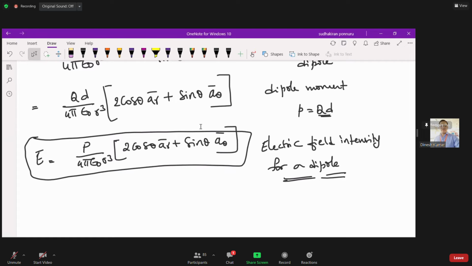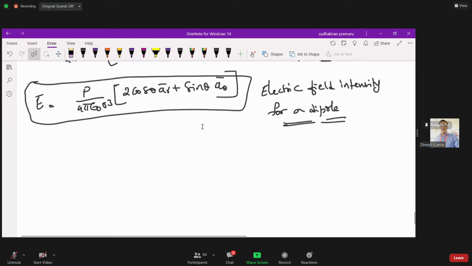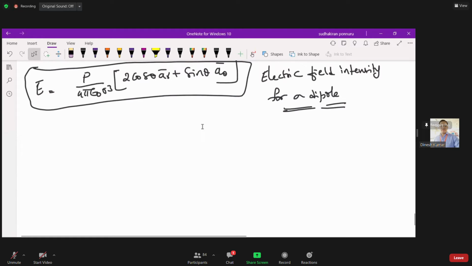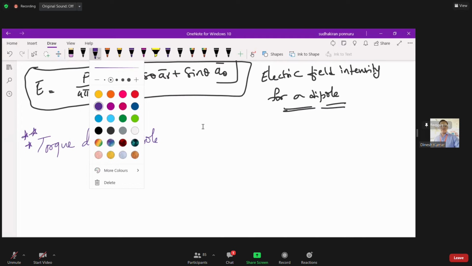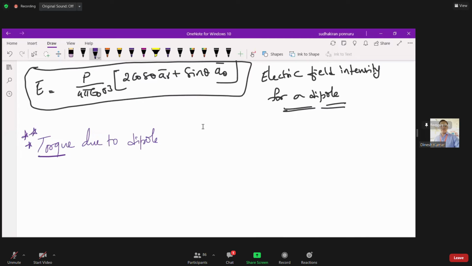And we are going into the last and final topic of this year, the second important concept, that is torque due to dipole. They have asked this multiple number of times, many times. Okay, so torque due to dipole. So first, what you have to do, we have to consider one dipole. So you have to take one dipole.